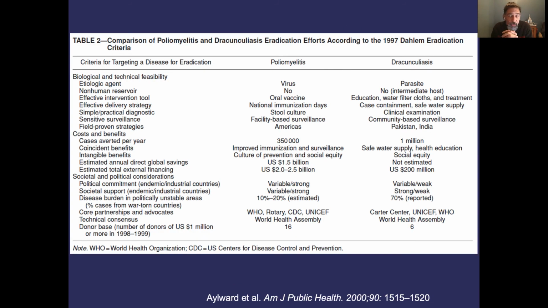So this slide shows, from your reading, the two active eradication programs that are happening right now. Those are polio and dracunculiasis, which is also known as Guinea worm. Polio is a virus, dracunculiasis is a parasite, but you can get a sense of the different aspects related to the different criteria here for each of these active eradication programs.